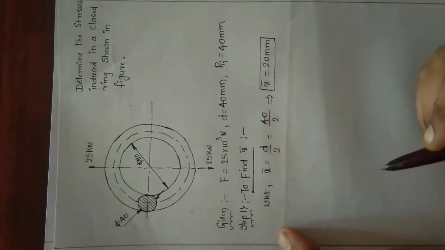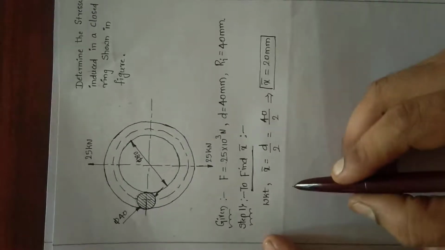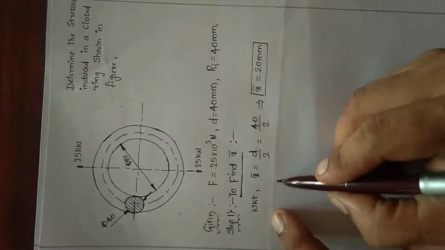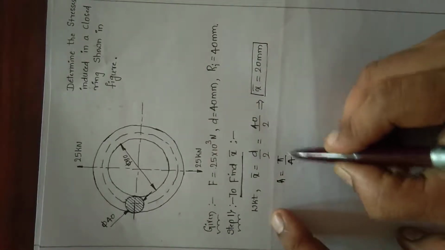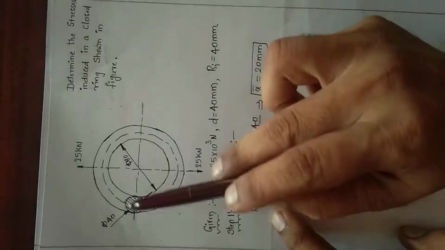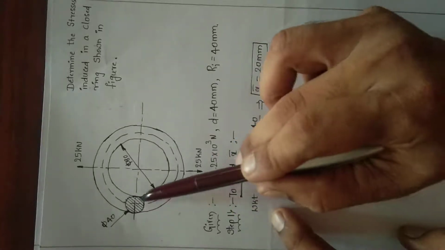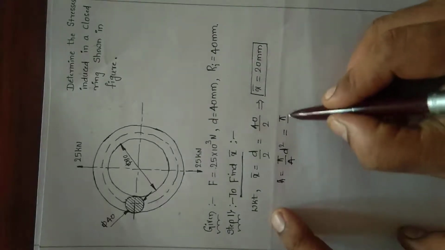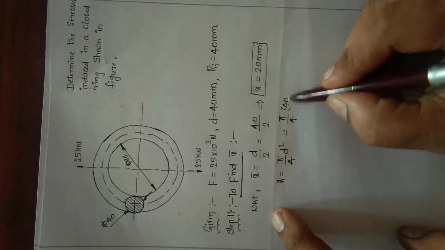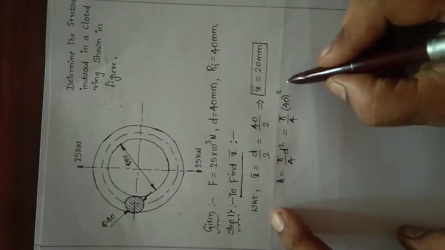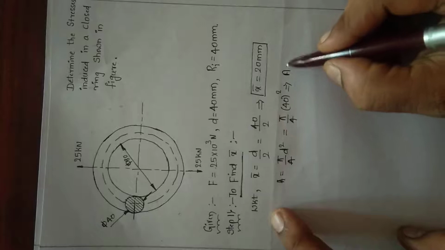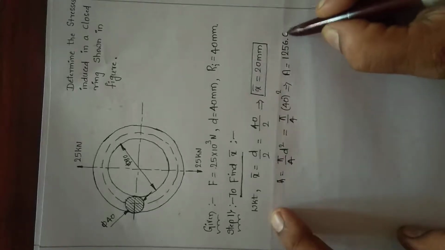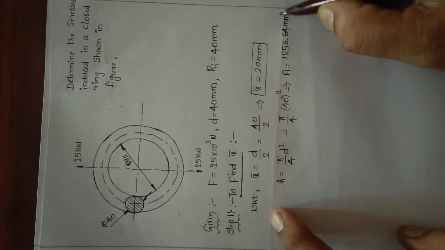Again, I can also find the area here. I know the formula for the area of a circle, so area is pi by 4 d square. Here d square we are considering the section, because we need to find the stresses at this particular section itself. So pi by 4 into 40 whole square implies area A is equal to 1256.64 mm square.